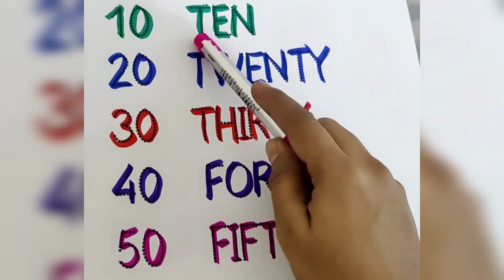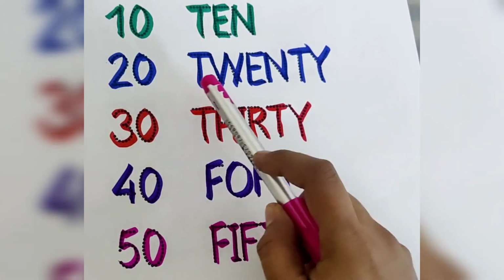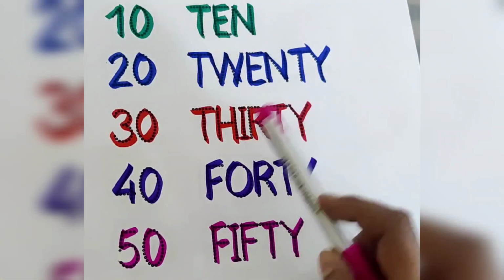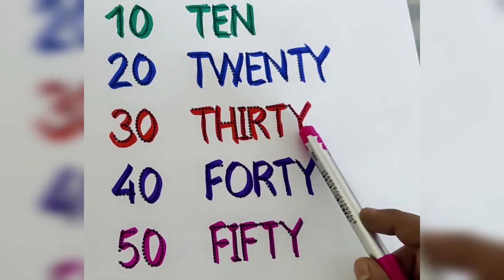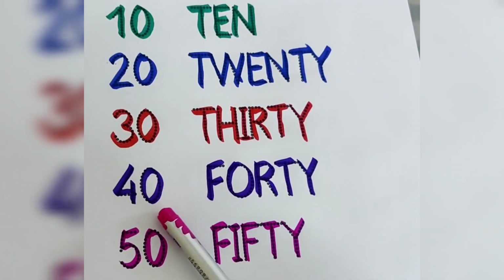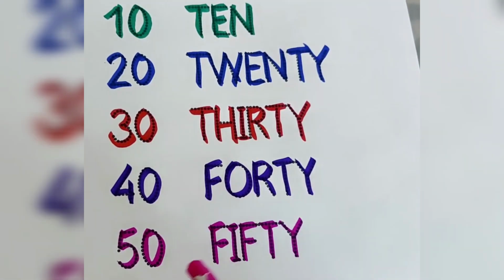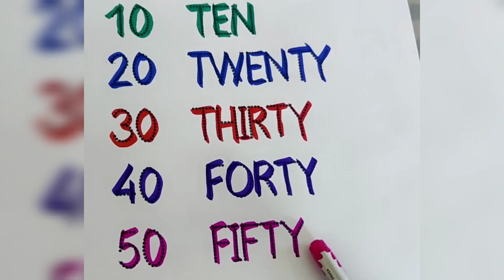10 is TEN 10. 20 is TWENTY 20. 30 THIRTY 30. 40 FORTY 40. 50 FIFTY 50.